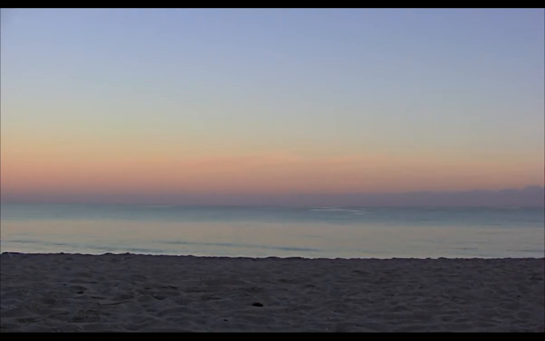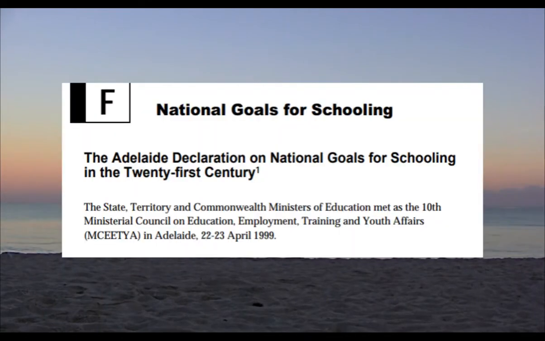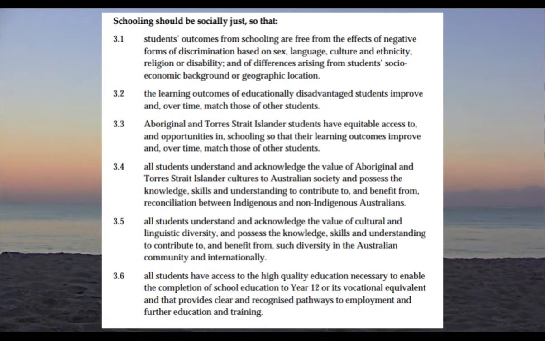But if you really want to read one of these things that actually details a lot of stuff to do with fair and equitable treatment for all our students, the Adelaide Declaration, which is kind of the prequel to the Melbourne Declaration, is really just a lot better in explaining everything when it gets down to the nitty-gritty of it, which is pretty cool to see for a 20-year-old government publication. Something that's brought up in this particular document that I was really interested in was the idea that the learning outcomes of educationally disadvantaged students improve and, over time, match those of other students.